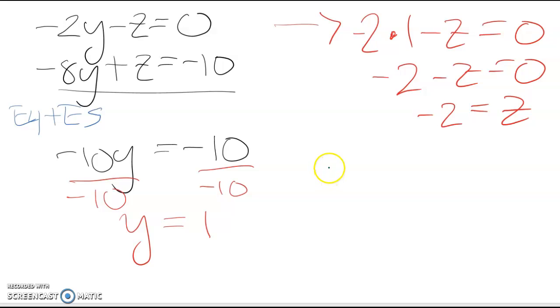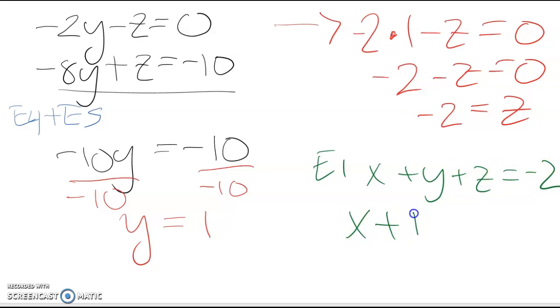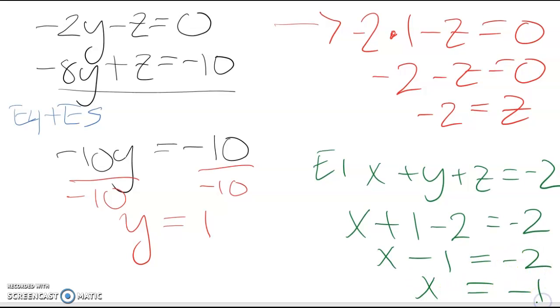For my last one, I'm going to use equation 1, which said x plus y plus z equals negative 2. So I have x plus 1 minus 2 equals negative 2. x minus 1 equals negative 2. So x has to equal negative 1.